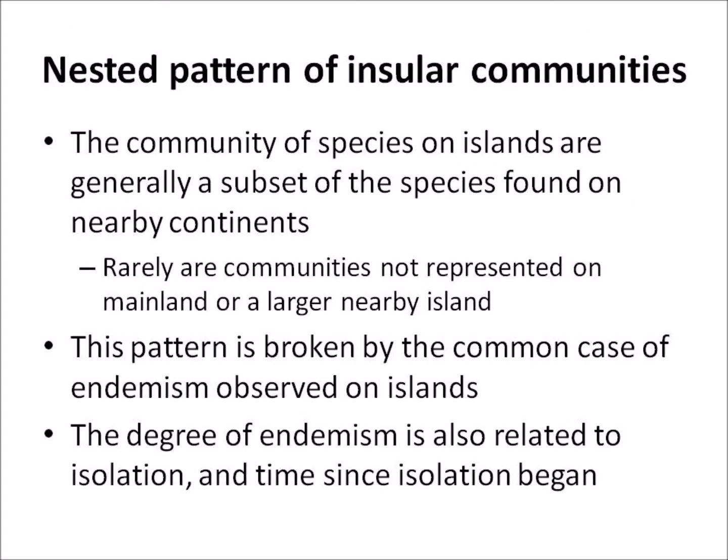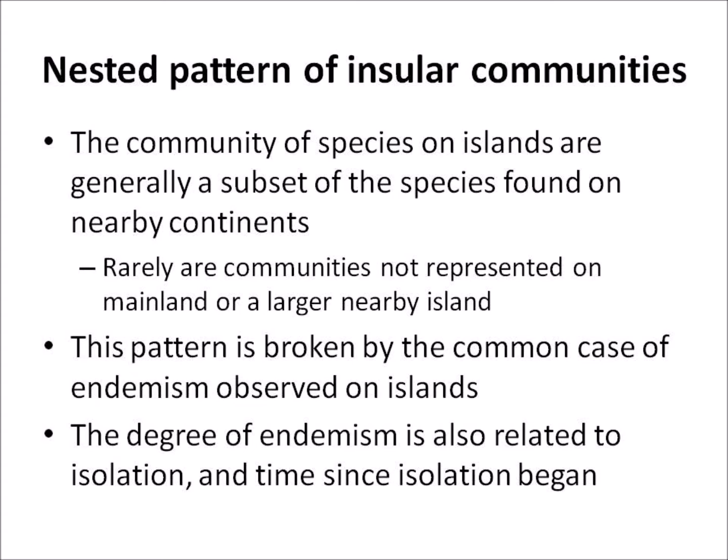So far we've just been talking about the number of species that are found on an island, and we haven't thought much about the community of species on the island. Well, we can think about island communities as being a nested pattern of insular communities. So if you remember, insular means islands. So the community of species on islands are generally going to be a subset of species found on nearby continents. So it's rare to have communities on a nearby larger island that aren't also represented on the mainland.